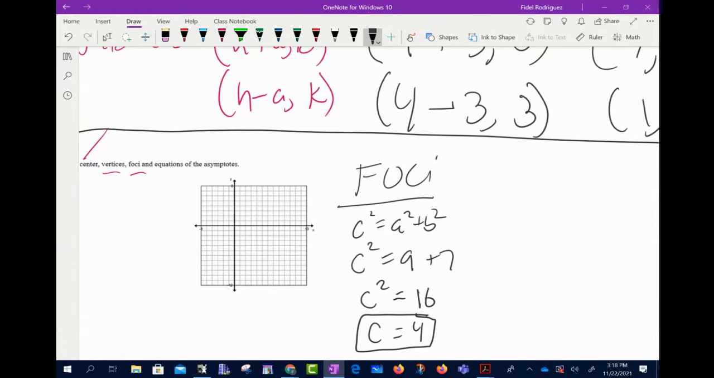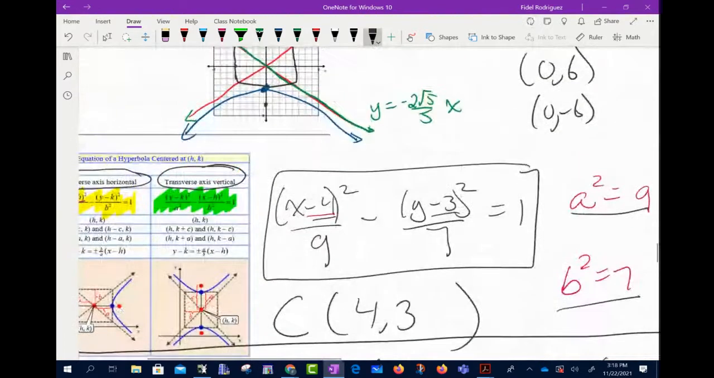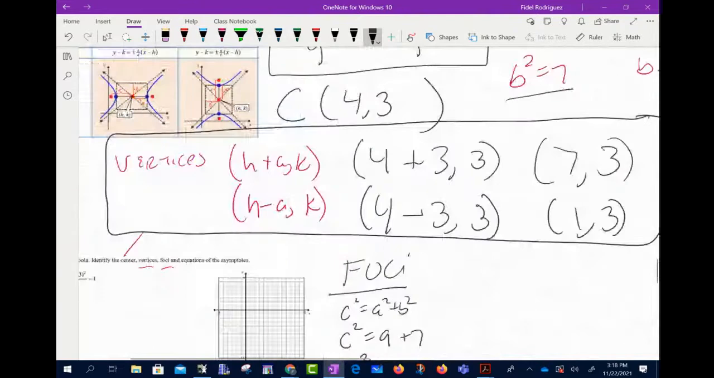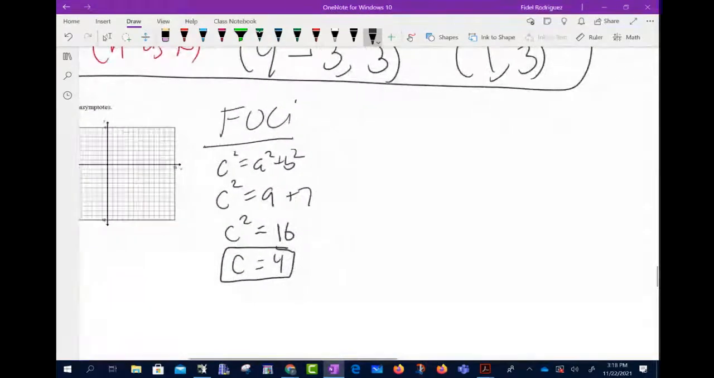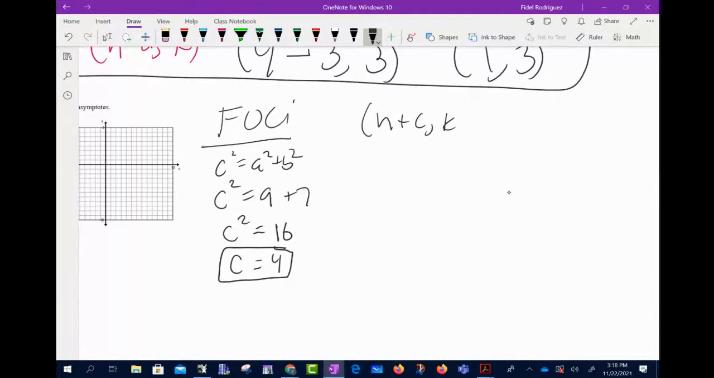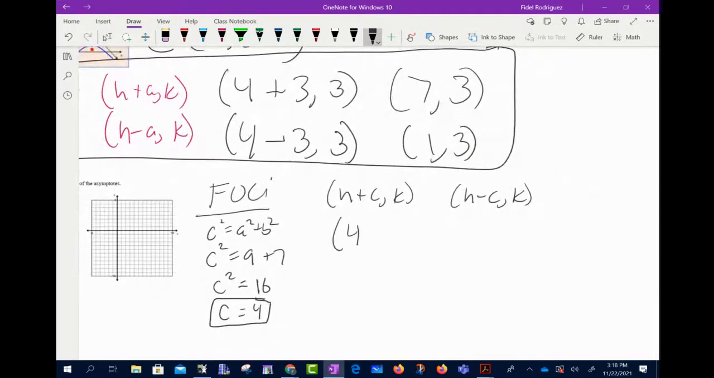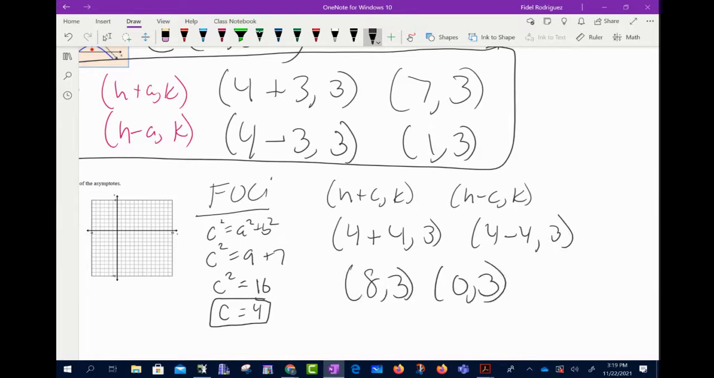Now that I know that c is 4, I'm going to come back and see how we write the coordinates of the foci. It's h plus c and k, and h minus c and k. So h was already the number 4, plus 4 and 3, and 4 minus 4 and 3. So this is 8, 3, and 0, 3.